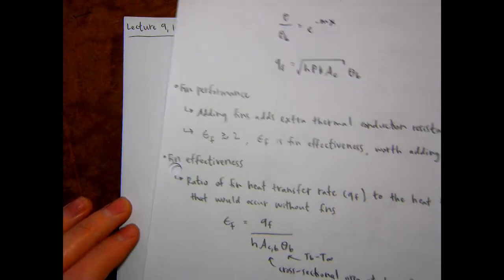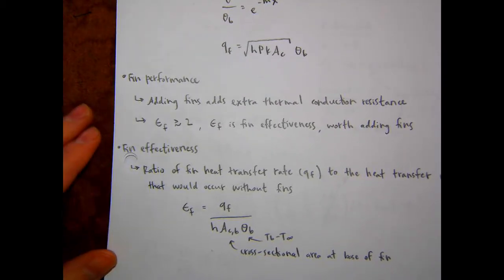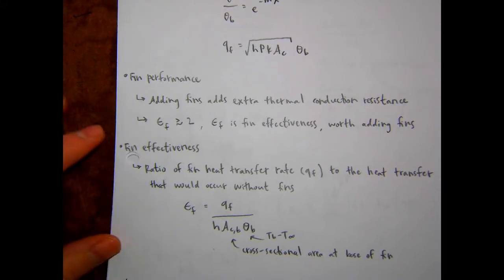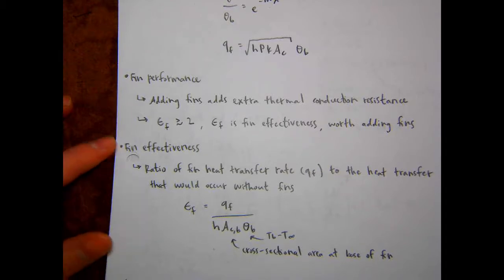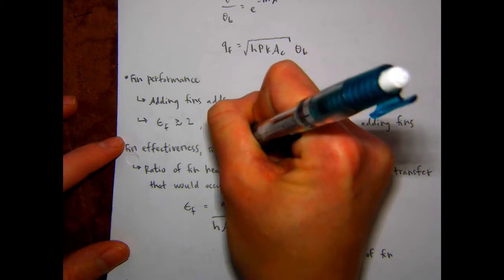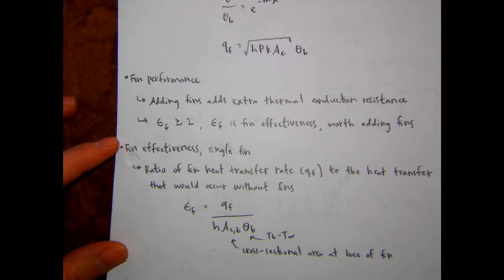Okay, so we left off on Friday. We were talking about fin performance. We are looking at a couple different metrics for fin performance, and the first one that we talked about was fin effectiveness. Note that this metric is just for a single fin. In a little while we'll talk about efficiency for an array of fins.